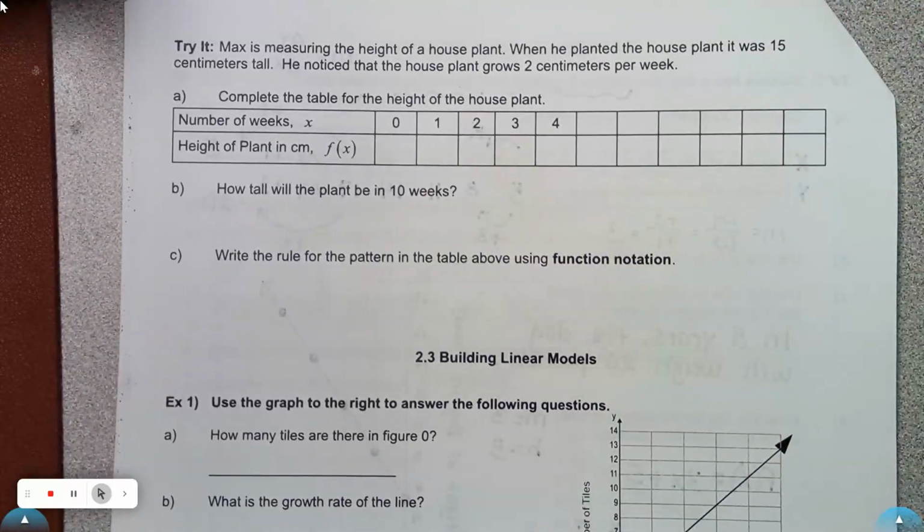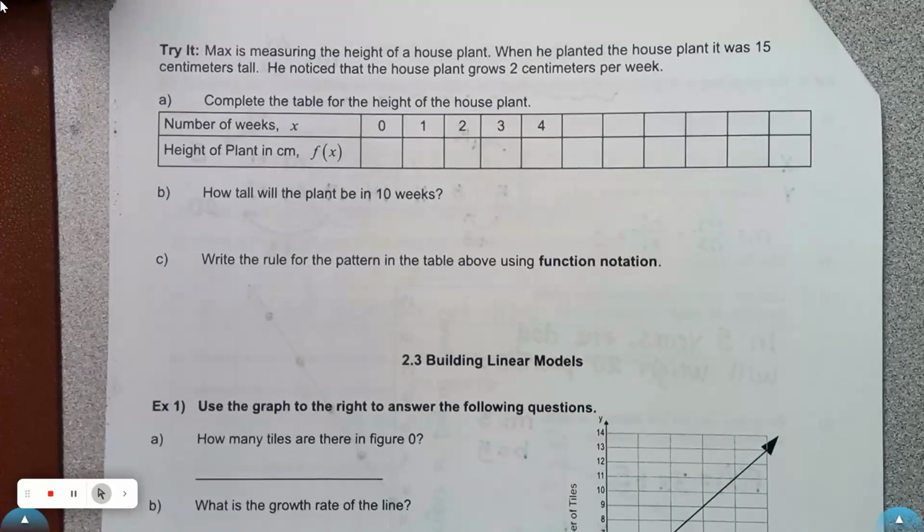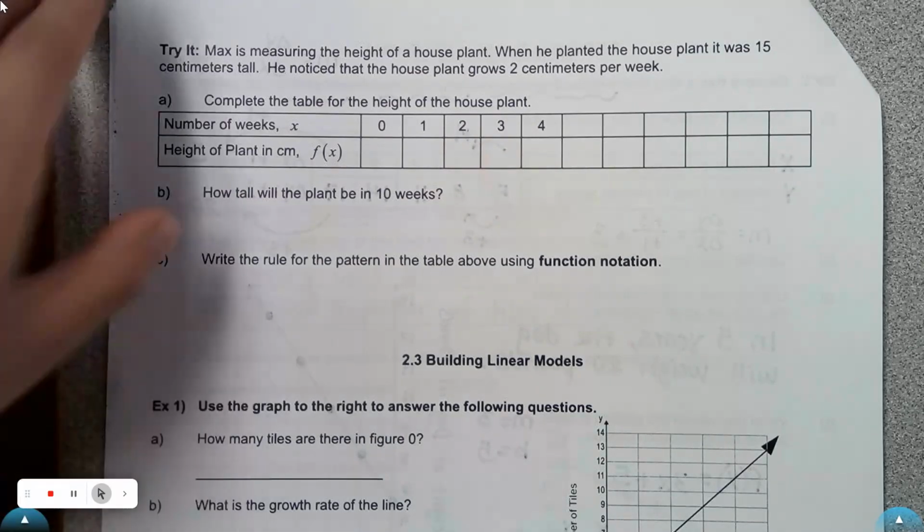Okay, so there's this try it that is on the page. What I would like you to do is pause the video right here and try this problem about Max and his houseplant. So you're going to pause, and then once you feel like you have all of it, go ahead and unpause because I'm just going to show you the answers, okay? I'm not going to go over it.